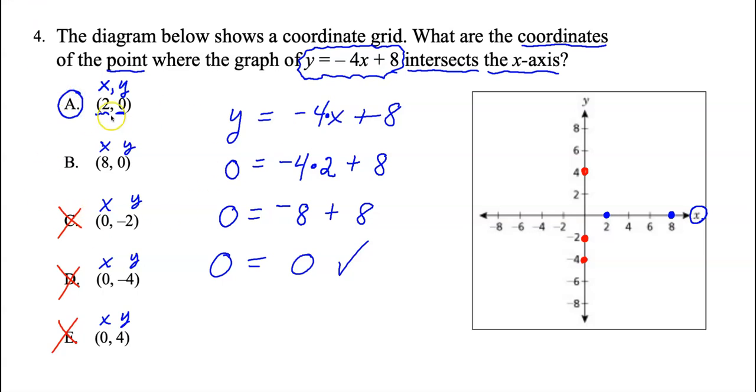Now a couple things before I move on. If you were to use answer choice B and plugged in 8 for x and 0 for y into this equation, you would have got out a false statement at the end. Now another thing, we found our answer here without actually having to graph this equation because we used our answer choices to help us. That's a test-taking strategy.